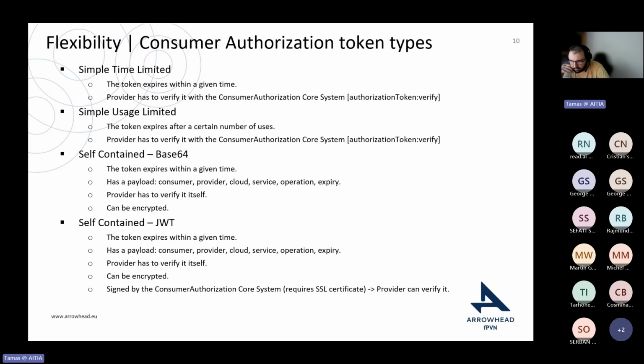Since the payload can contain sensitive data, there is a possibility to have this token encrypted. So your provider can register an encryption key into the consumer authorization core system. And every time a token is generated for the same provider, the token itself will be encrypted with the encryption key that was provided by the provider.